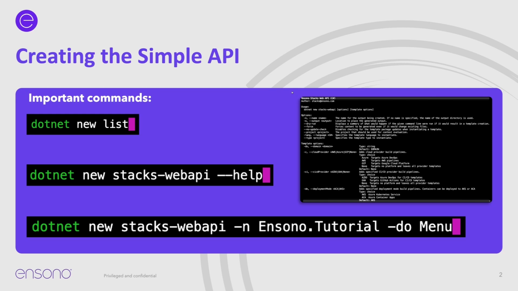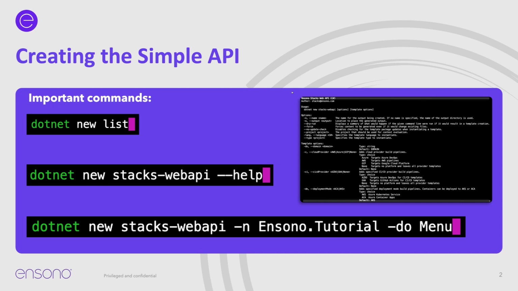The command dotnet new stacks webapi --help will show you what parameters and options are available to you when generating your Simple API project. As you can see, you are able to modify the project name, the domain object you will be using, the cloud provider, CI/CD, and deployment modes you intend to use. These are for pipeline files which will be generated, but that is for another video.